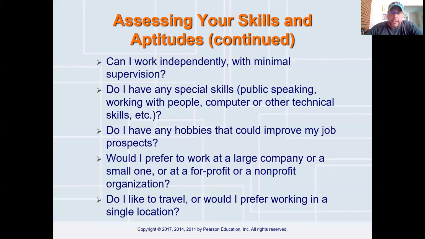Would I prefer to work at a large company or a small one, or at a for-profit or a nonprofit organization? These are things to consider as well. Larger companies, you could become drowned out by the other voices. It may be a little more competitive. It's going to be a little bit more fast-paced often. These are things to consider.